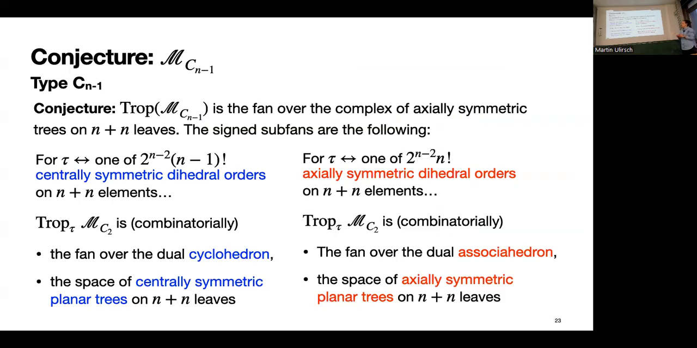So this is our conjecture for the tropicalization of M_{C_{n-1}}. We think that it's the fan over the complex of axially symmetric trees on 2n leaves. And the signed subfans are either given by centrally symmetric dihedral orders, and they're the fan over the dual cyclohedron, or they're given by axially symmetric dihedral orders, and they're the fan over the dual associahedron.